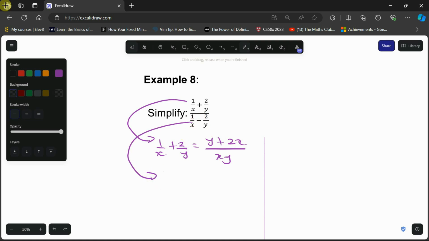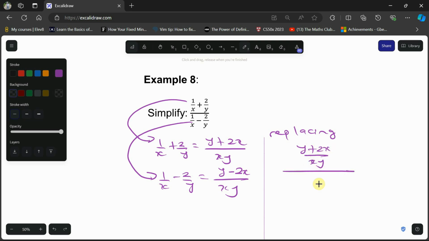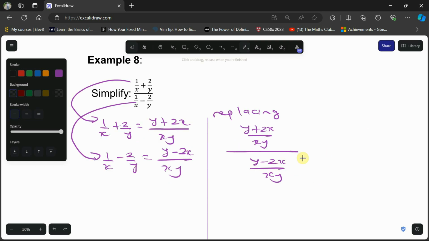The denominator will be 1 over x minus 2 over y. The LCM here is xy. xy divided by x is y, times 1 gives you y, minus xy divided by y gives me x times 2, so this will be minus 2x, not plus. So I'll just replace. That will be y plus 2x all over xy divided by y minus 2x all over xy.